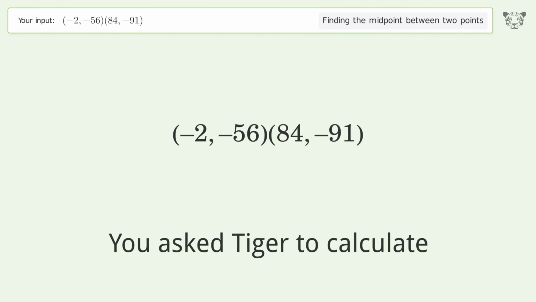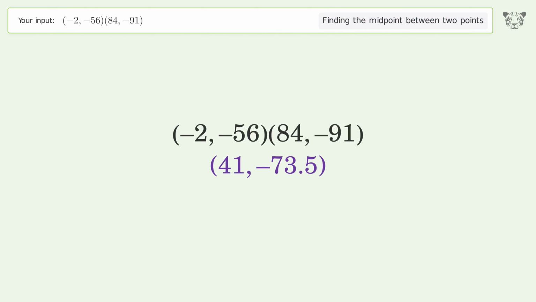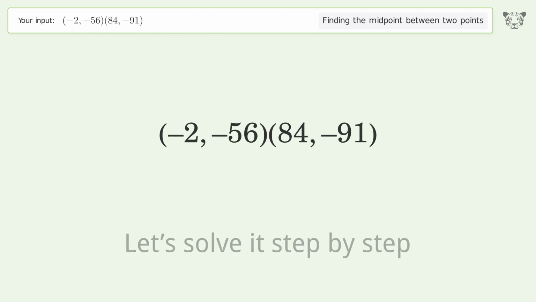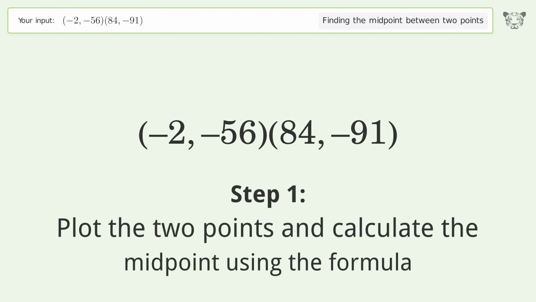You ask Tiger to calculate. This deals with finding the midpoint between 2 points. The midpoint between the 2 points is 41, negative 73.5. Let's solve it step by step. Plot the 2 points and calculate the midpoint using the formula.